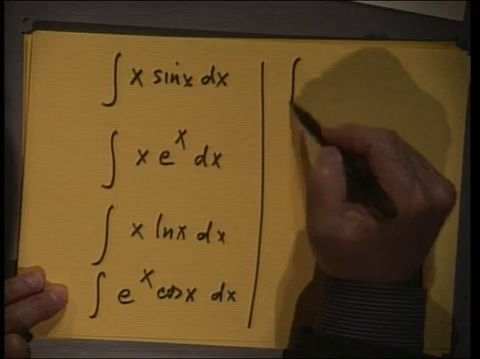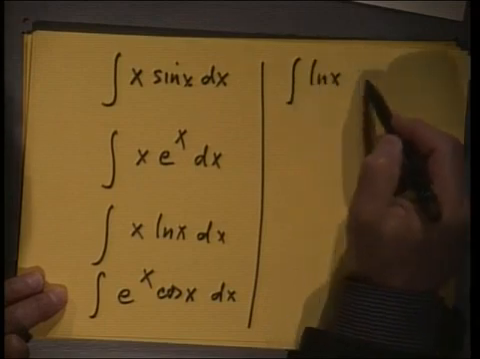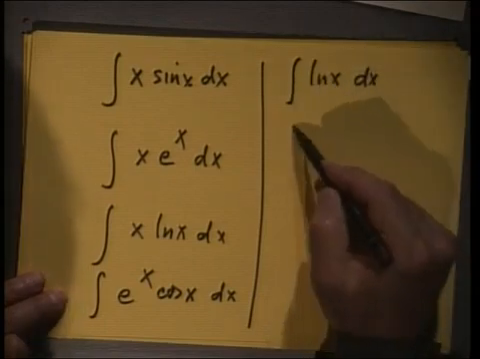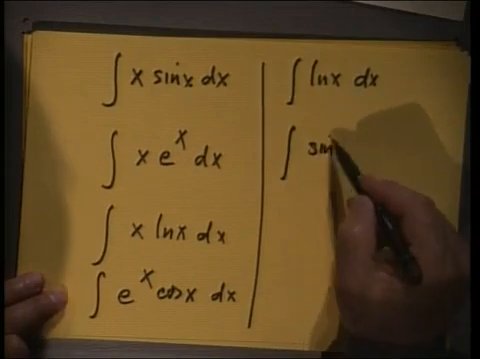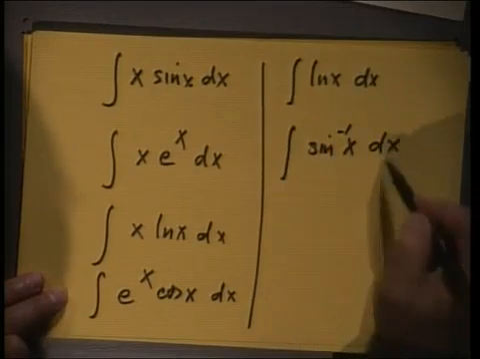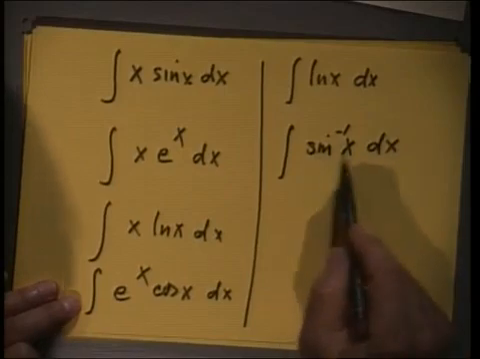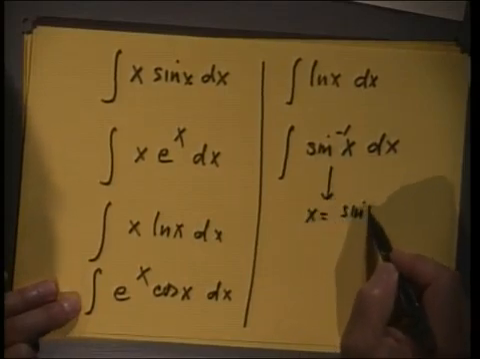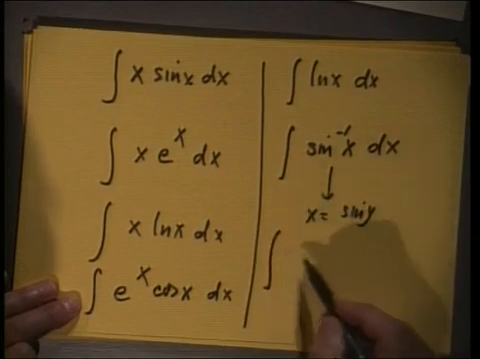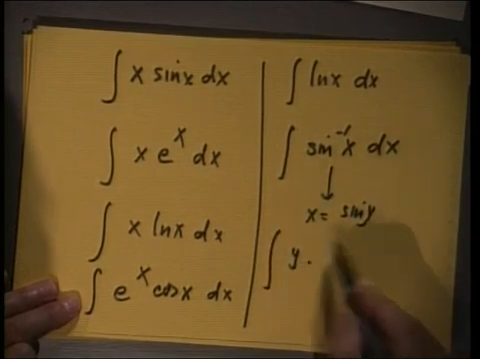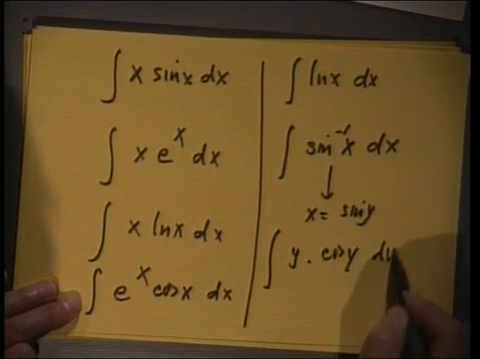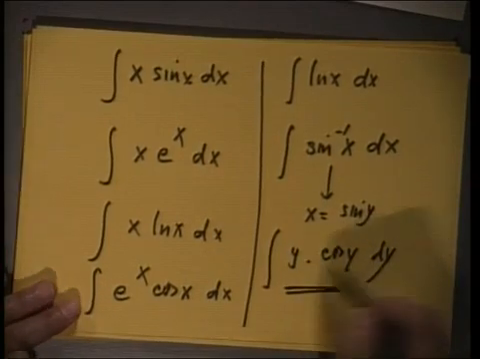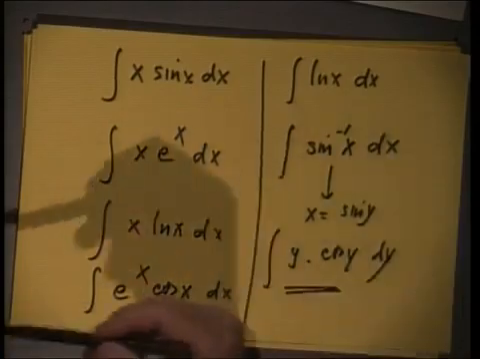Suppose, for example, I have the logarithm alone. You still would need integration by parts. Or, for example, the integral of the arc sine of x dx. This one as well is in fact a product of two functions, because if you substitute x equal to sine y, you end up with y times dx, which is cosine y dy. So again, it's the product of one algebraic and one transcendental function.